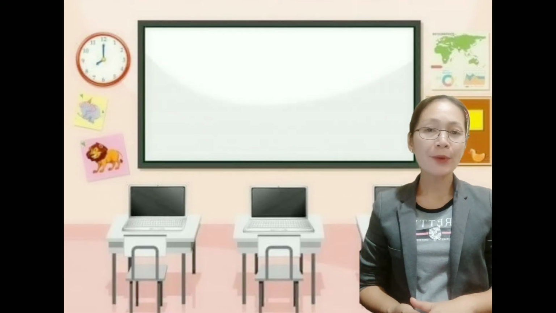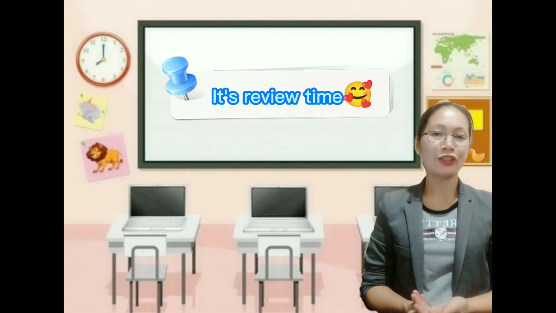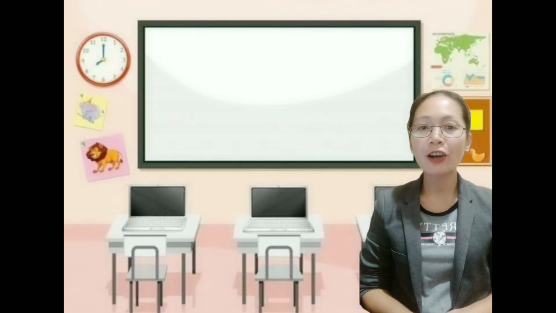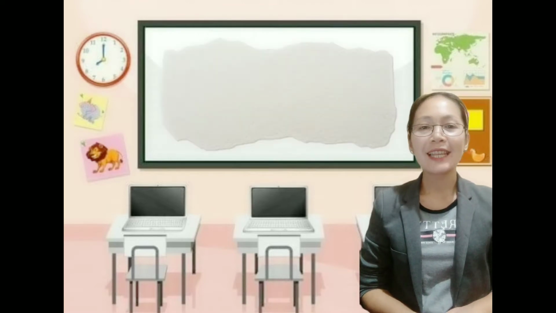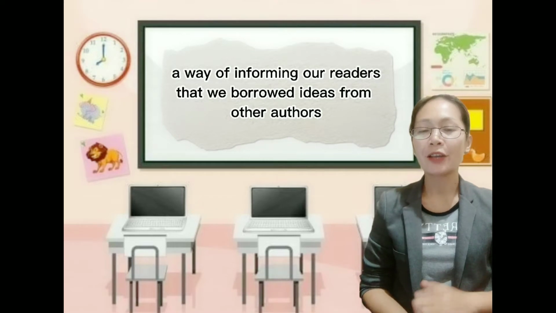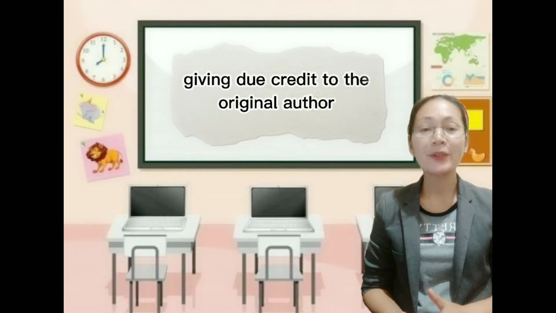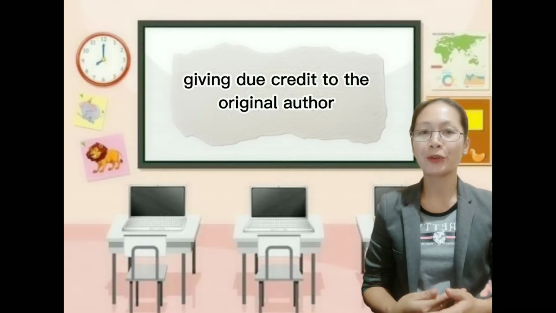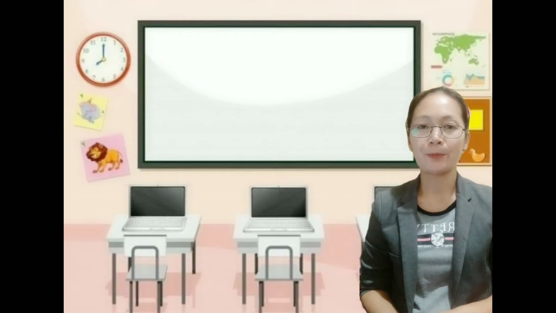Now, before we proceed to our new lesson, I would like you to give a short recall of our previous discussion. Again, what is it? Yes, it's about citation of related literature. And what is citation? Citation is a way of informing our readers that we are borrowing ideas from other authors. In short, we are giving due credit to the original author of the ideas that we are also sharing to our readers. So that's citation of related literature.